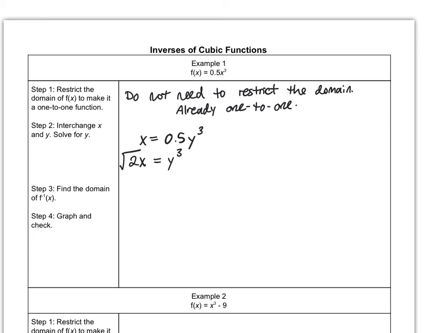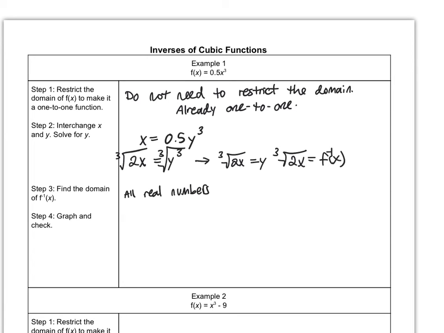Now we just need to take the cube root of both sides. So the cube root of 2x is the inverse of our function. So let's talk about when that will be defined. Well, since this is a cube root, the value underneath our radical can be negative, because you can have a cube root of a negative value and that can be a real solution. So there's really no restriction we need to have here. So the domain of our inverse is also all real numbers.